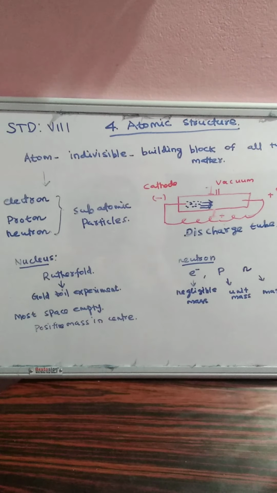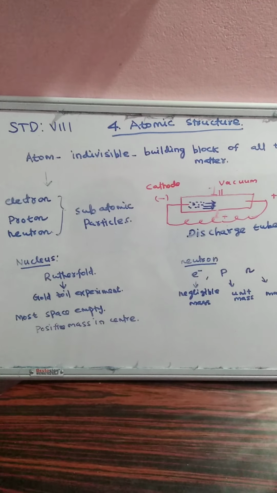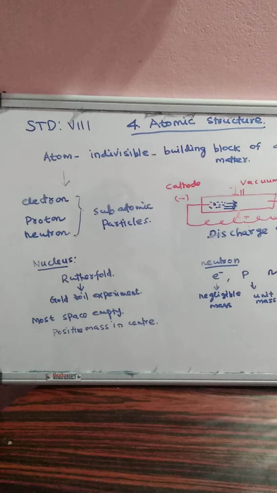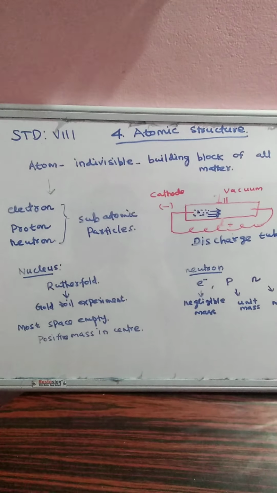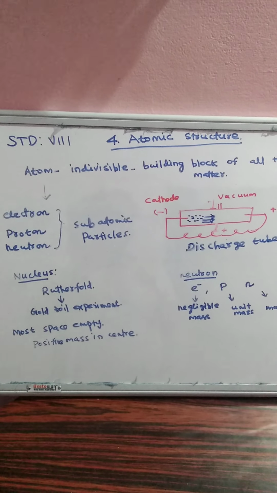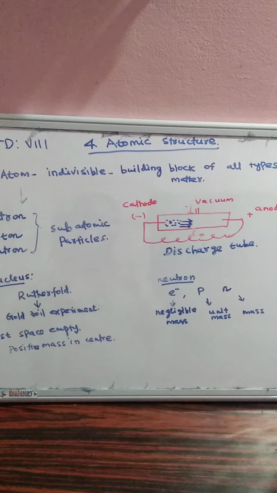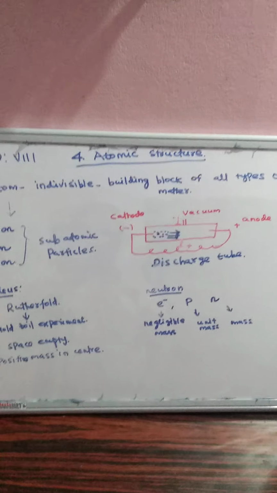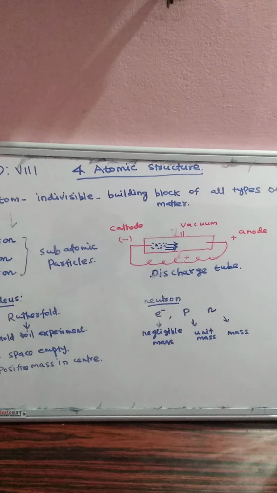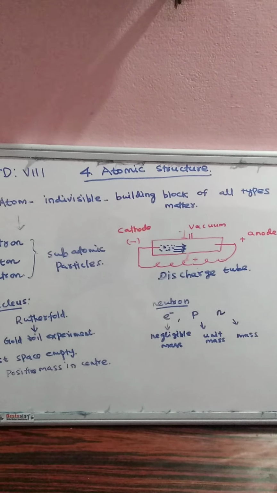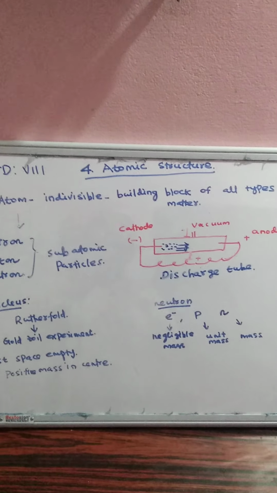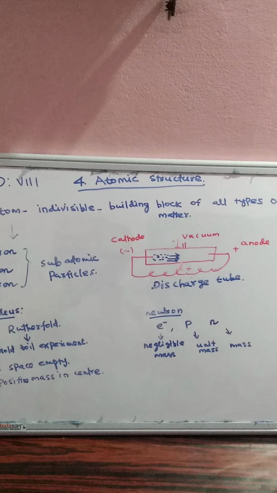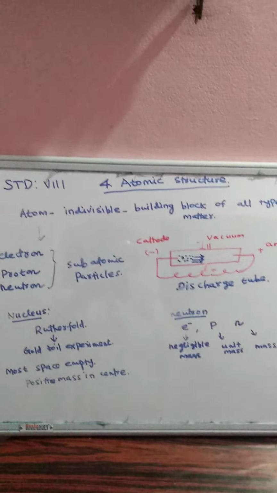Our topic, atomic structure. If you want to learn atomic structure, first you must know about the atom. We already learned what atoms are. Did you remember it? Atoms are indivisible, tiniest particles present in matter. Am I correct? The building block of all types of matter. That means solids, liquids and gases. All types of matter contain atoms. Then only I use the word, the building block. The building block of all types of matter consists of atoms.